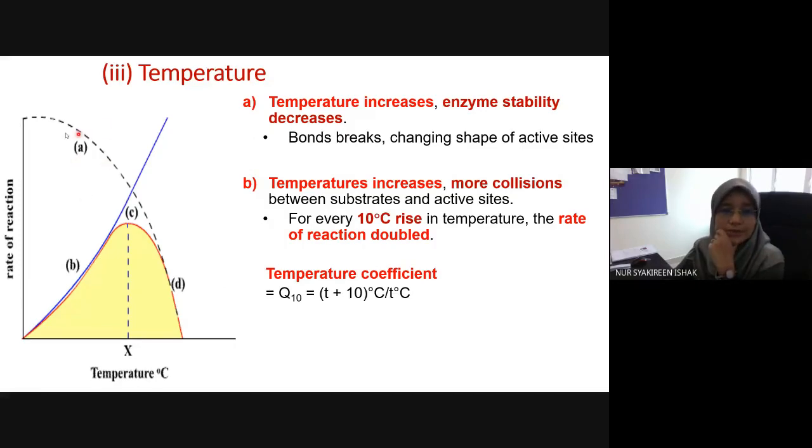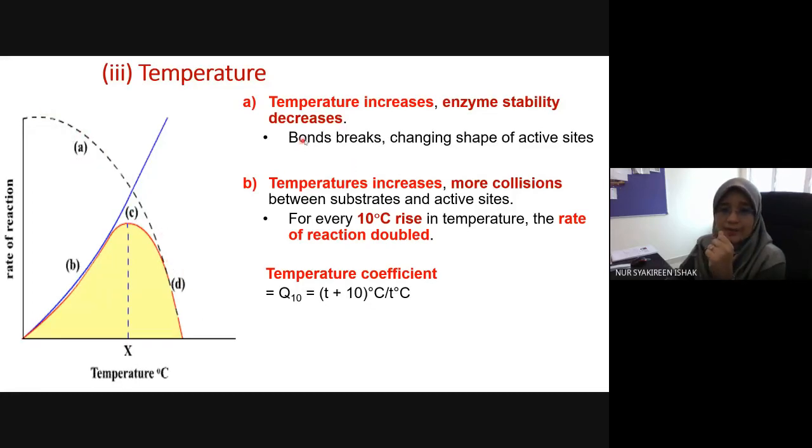So let's look at graph A, the dotted line here, one by one. The x-axis shows you the increasing temperature. The y-axis is rate of reaction. As temperature increases, enzyme stability decreases. See? As you increase the temperature, the enzyme stability will start to decrease. That is why the graph goes downwards like this. The more you increase the temperature, the more enzyme stability decreases.